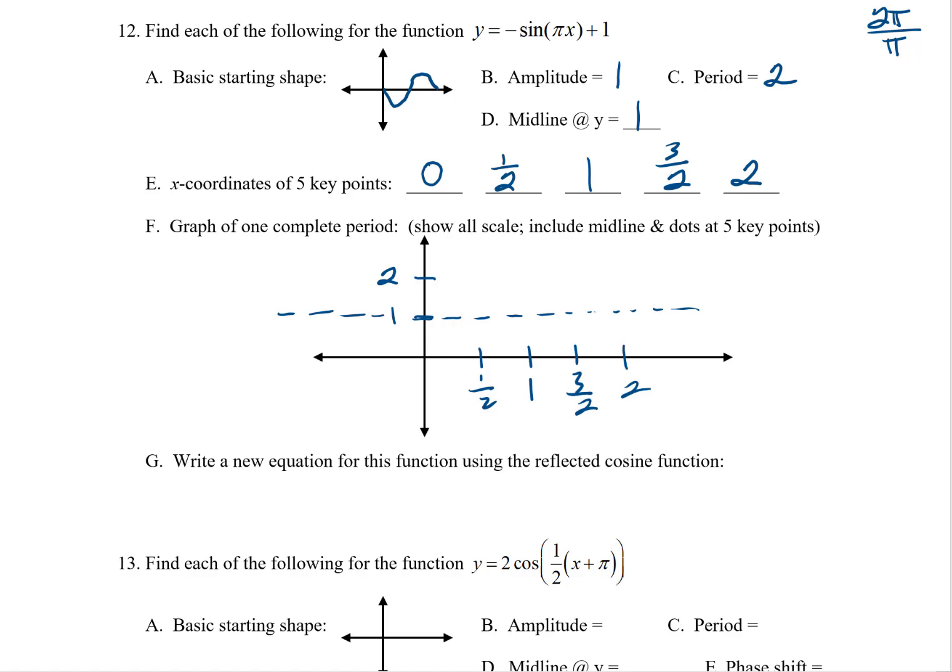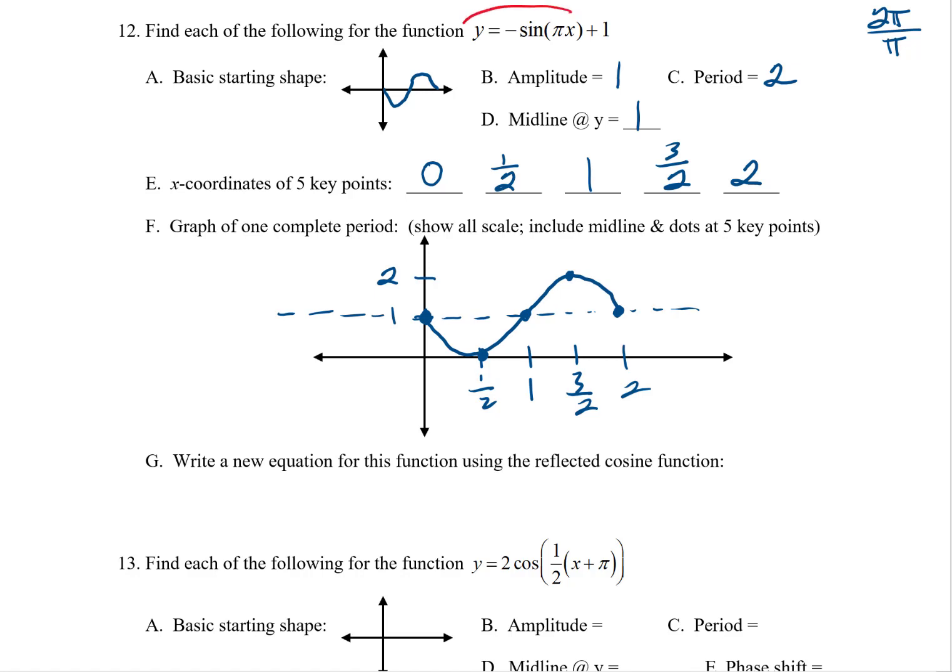The valley starts at the middle, then it goes to the low. I'm going 1 below the midline, then back to the midline, then to the high, and then finally back to the midline. Connect the dots and I have 1 complete period.